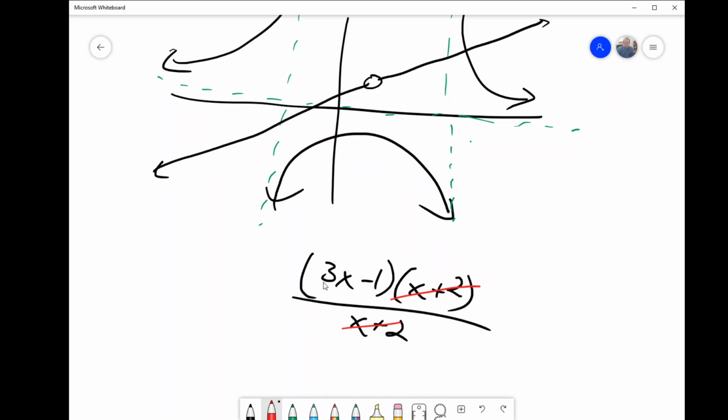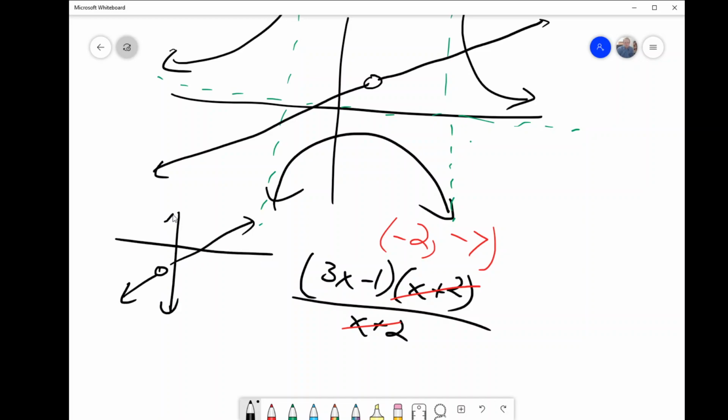And then your graph is going to look exactly like 3x minus 1, except with a hole in it at the point negative 2, and in this case, negative 7. Since that's what we have here, when x is negative 2, this factor is negative 7. So it'll look exactly like that graph, except with that hole. And that's when one term cancels.